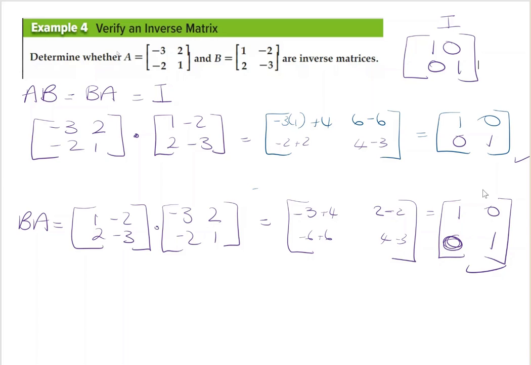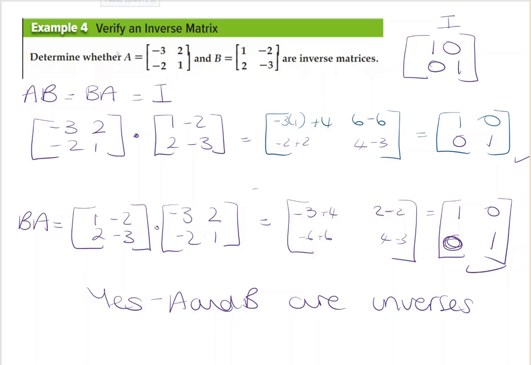So yes, we multiply them both and they give us the same answer. So we can say yes, A and B are inverses. And we can write this as B is inverse of A, and A is inverse of B.